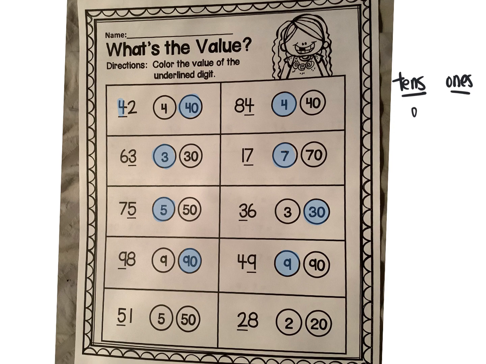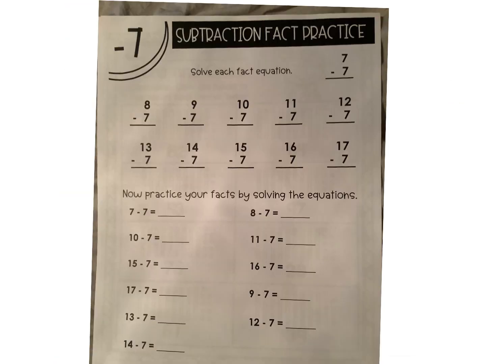51. Is the 5 in the ones or the tens place? Good, it's in the tens place. And 28. Is the 2 in the tens or the ones place? Good, it's in the tens place. So we would color in 20. Very good. Awesome job, boys and girls.